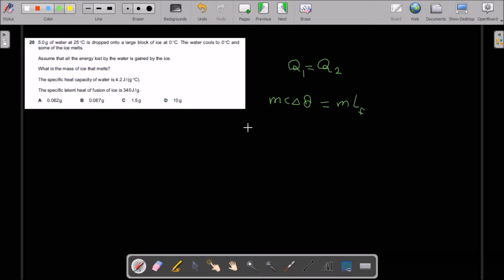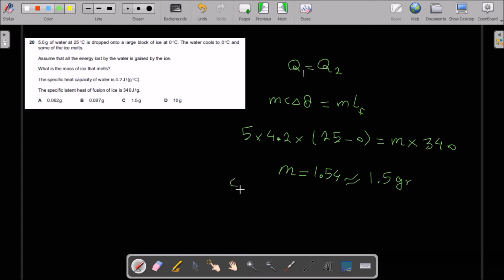So the mass of water is 5, the specific heat capacity of water is 4.2, times the change of temperature, 25 minus 0. The mass of ice which is melted is not given, times L_F, which is 340. Based on this, if you calculate, m will be 1.54. If you round off, you will get 1.5 gram. So C will be right for question 20.